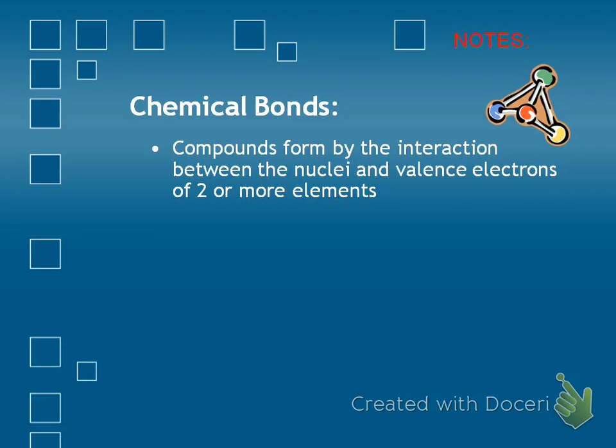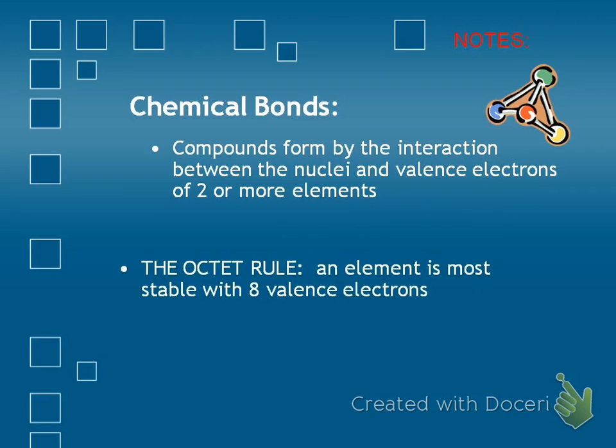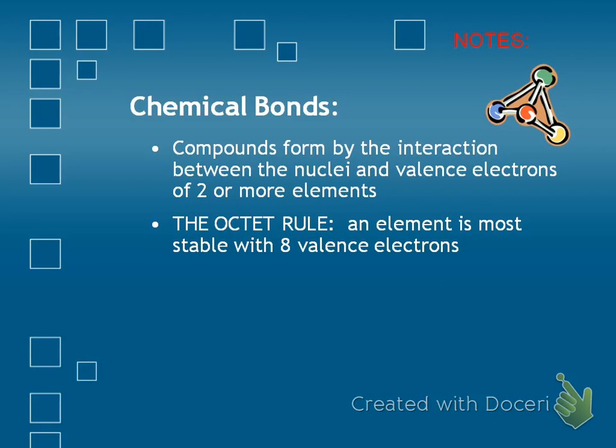So when they combine, it's based on the octet rule, and that prefix OCT means 8. Think about an octagon. It has 8 sides. So 8 valence electrons.